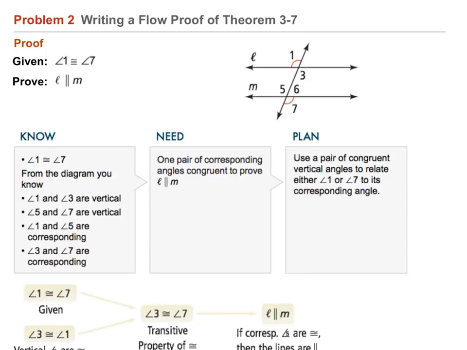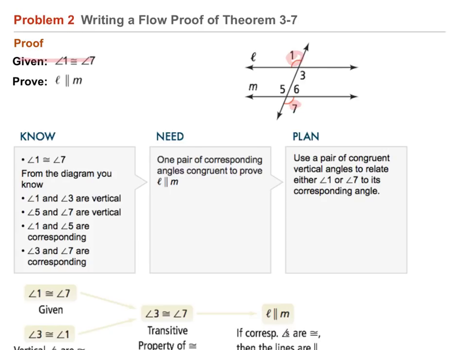So here we are at problem 2. We're going to write a flow proof of theorem 3.7. It is all worked out, but remember, it is important that we read these and take a look at these so we know how to do them. In this particular problem, my given is that angle 1 is congruent to angle 7, and my job is to prove that line L is parallel to line M.